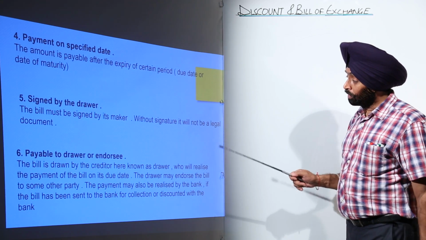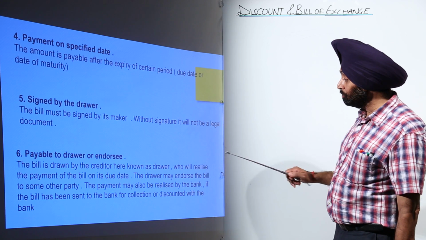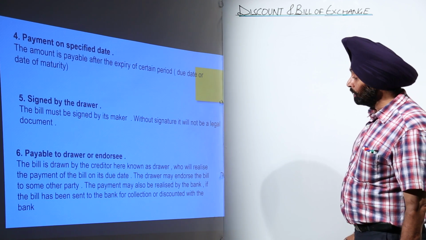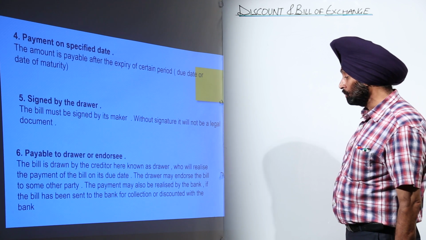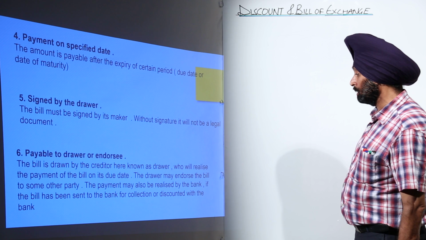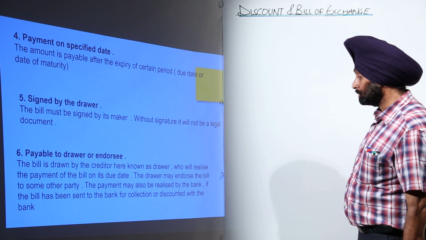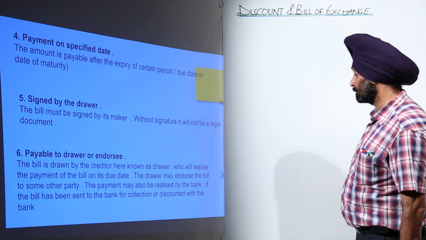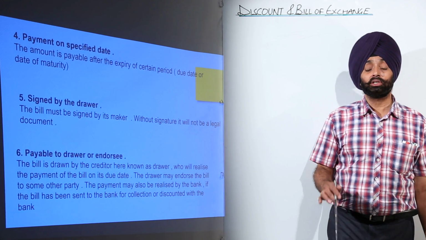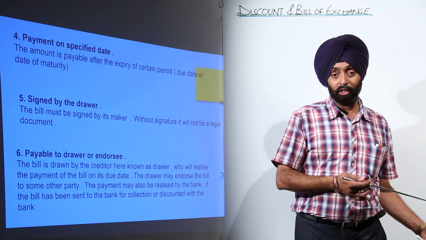Then payable to the drawer or endorsee. So what does it mean? The bill is drawn by a creditor, here known as the drawer, who will receive the payment of the bill on its due date. The drawer may endorse the bill to some other party. The payment may also be released by the bank if the bill has been sent to the bank for collection or discounted with the bank. And the bank can pass it on to another party, with certain conditions.